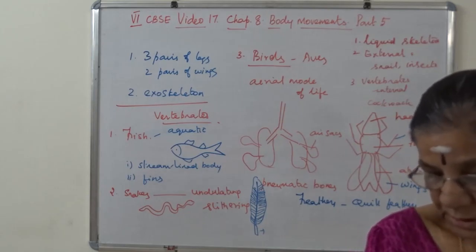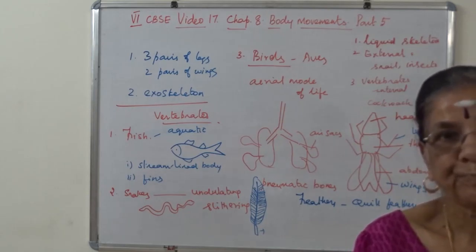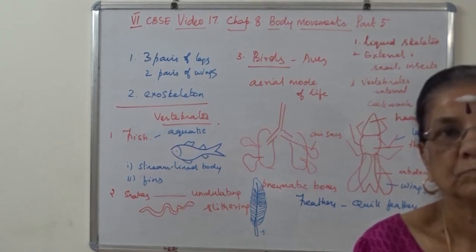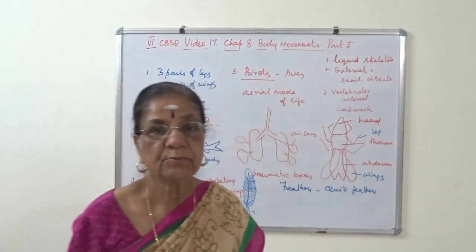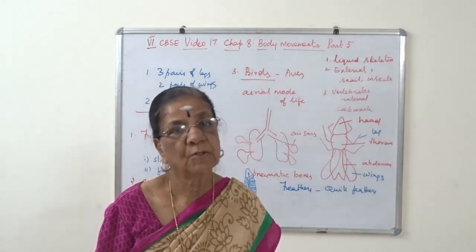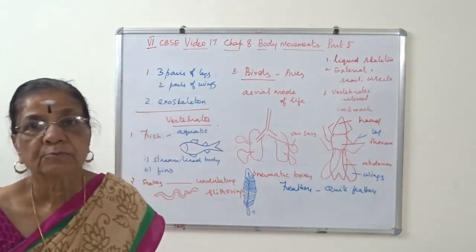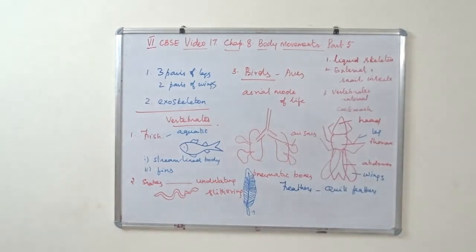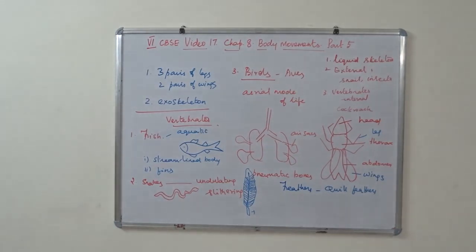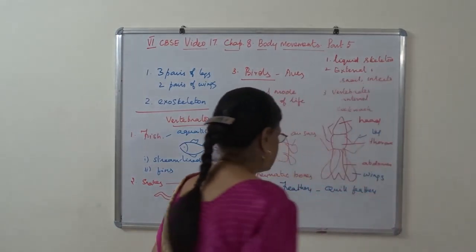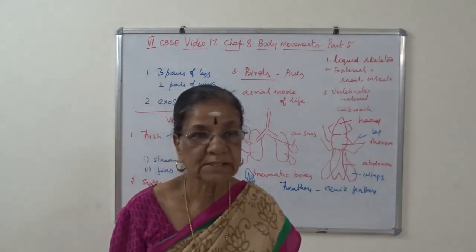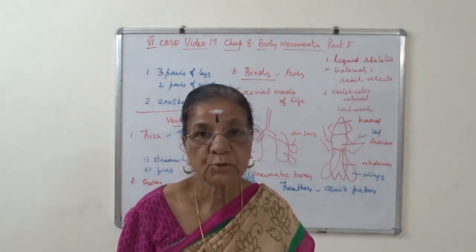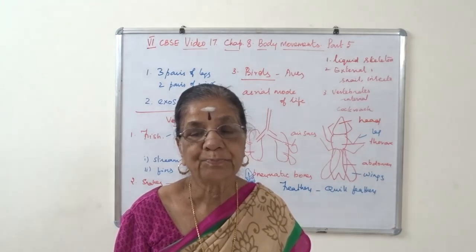Forelimbs are modified into wings with feathers, and hind limbs are meant for walking, jumping, wading, and swimming. Okay, so now birds fly in the air. Just a minute. So the forelimbs of birds are modified with feathers. Now the feathers are of different types. The major one is the quill feather. The other two we are going to learn as contour feather and filoplume.